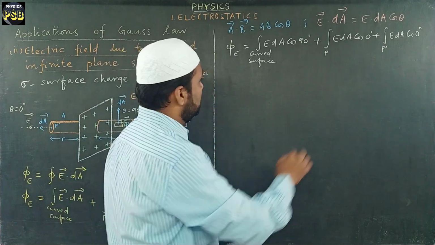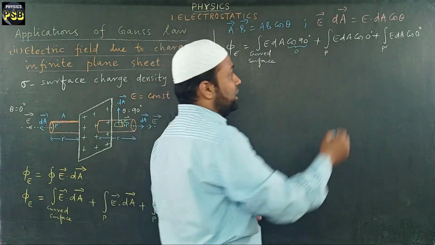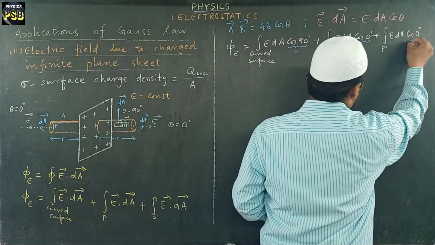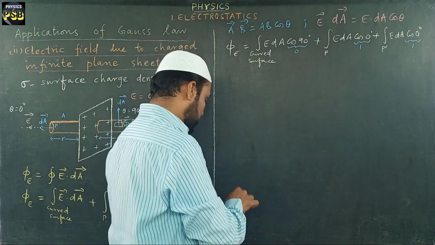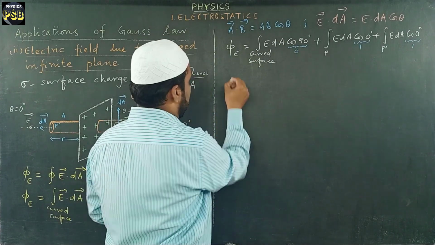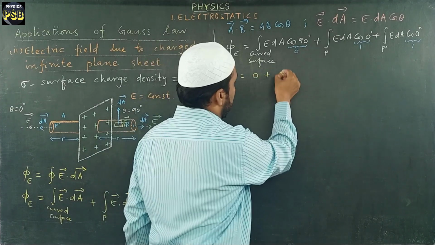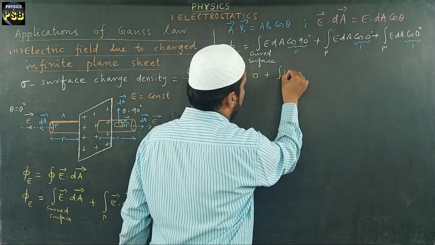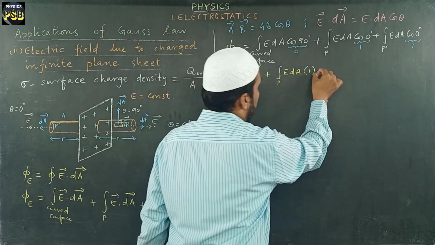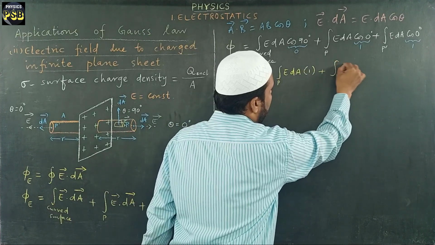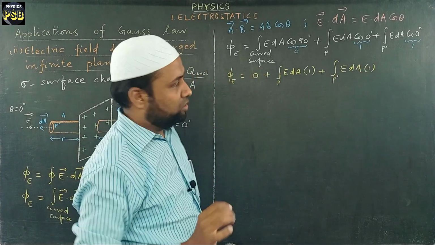We know cos of 90 is 0 and cos of 0 is 1. So when 0 is multiplied with this part, it becomes 0. So what do I get in the next step? Phi E equals 0 plus the integral of E dA times 1 over P, plus the integral of E dA times 1 over P dash.